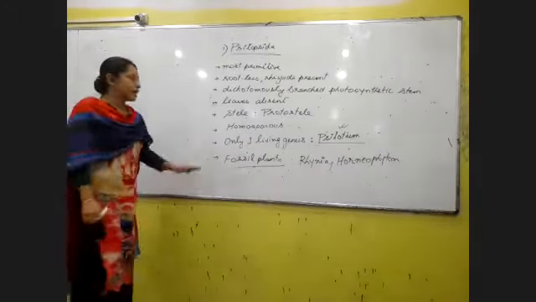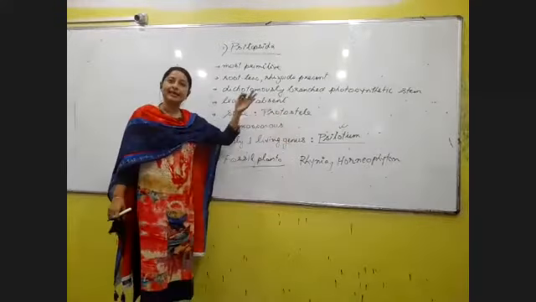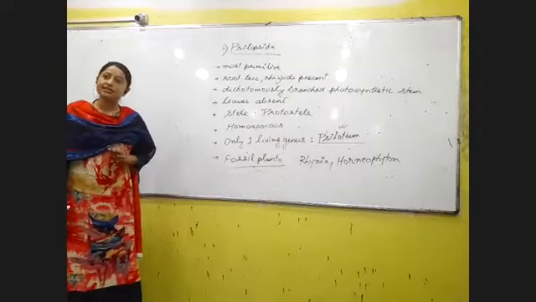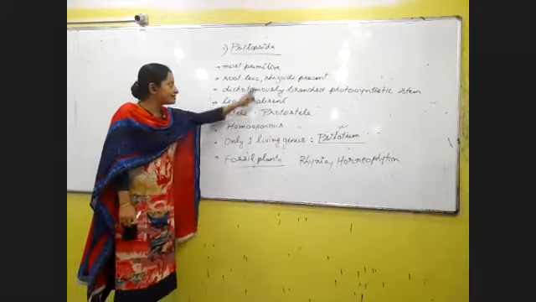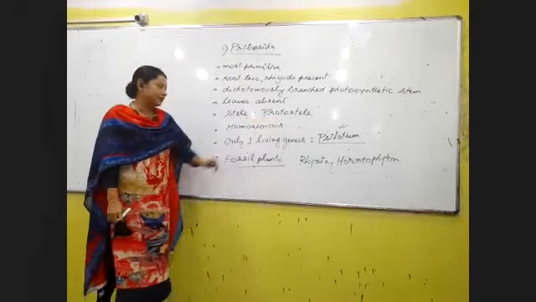The most primitive type of stele is protostele. The most advanced type of stele, ataxostele, is seen in case of angiosperms. In case of pteridophytes, the advanced one is dictyostele. Since these are primitive plants, obviously they will have the primitive type of stelar structure.